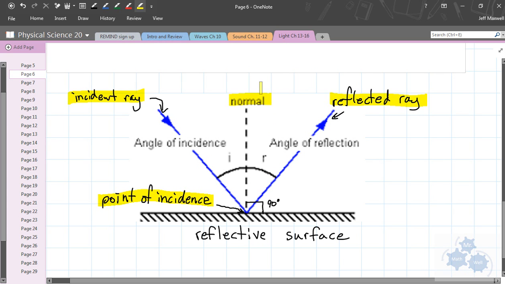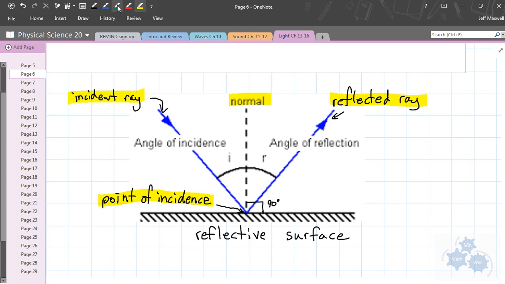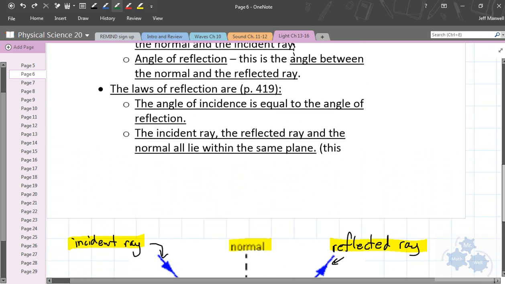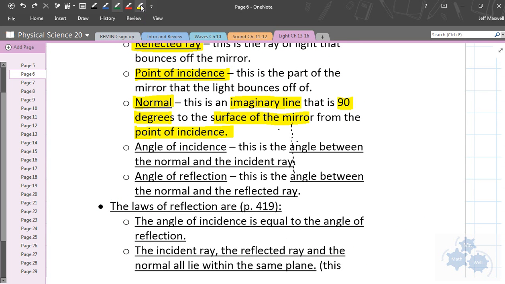So here's the normal, and somebody's asking, why is this imaginary line important? Well, this line right here is the basis for calculating angles of incidence and angles of reflection, which we'll talk about in a minute. Here's the point of incidence, here's the reflected ray, and this angle right here between this line and the mirror is a 90-degree angle, right? That normal is an imaginary line that we will use primarily for our diagrams to show and to calculate angles of incidence and reflection. So there you go, normal, if you haven't written that down yet.